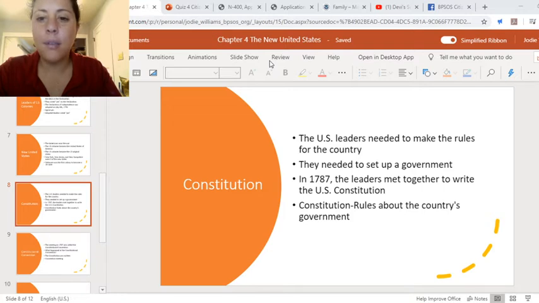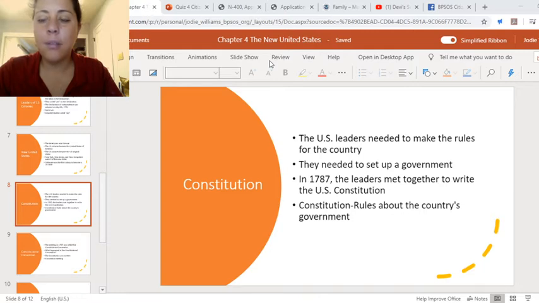Every state has a government. Most countries have a government. In the United States, we have the United States government. And in California, where we live, we have the government of California. We have a California governor. His name is Gavin Newsom, okay? So, if we talk about the government of the United States, how did the government of the United States make the rules?